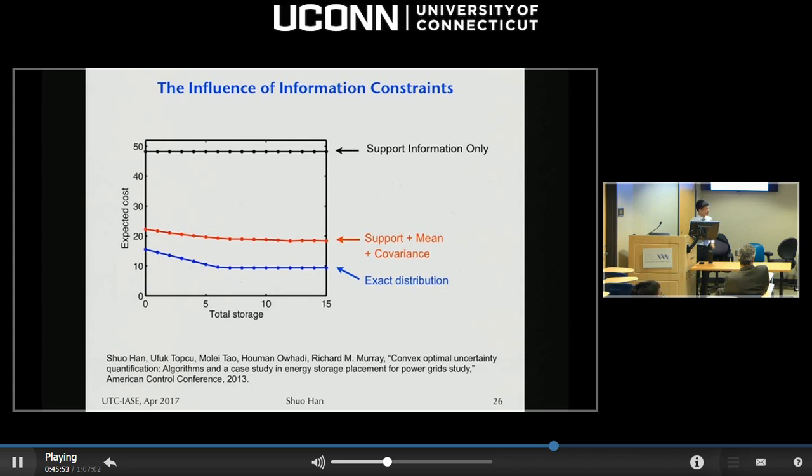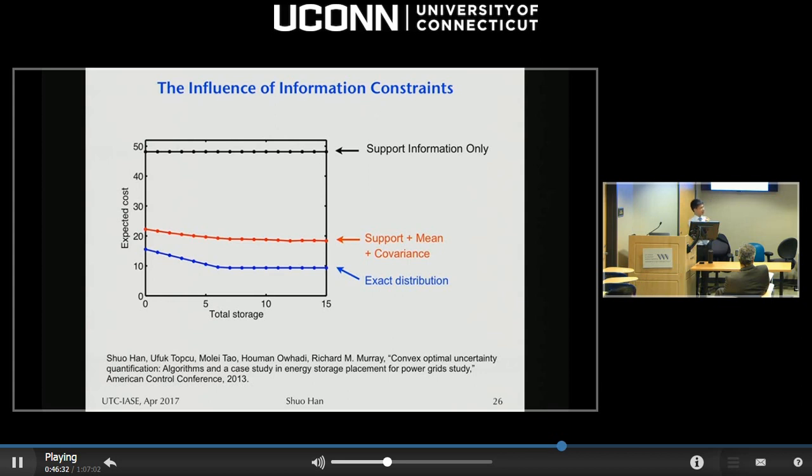The first one is that I only give the support information about the distribution. So I only know that this random parameter lies within, let's say, a certain interval, but nothing else. I don't even know the mean of the distribution. That actually turns out to be equivalent to the conventional robust optimization. It's a deterministic parameter that varies within the ambiguity set. So you can imagine that will give you the most conservative result. And the bottom one is as if I have the exact distribution.